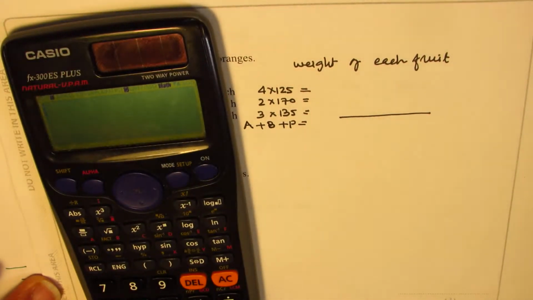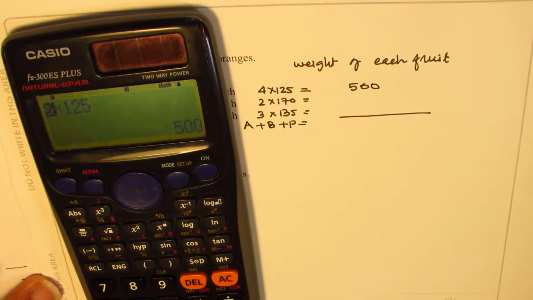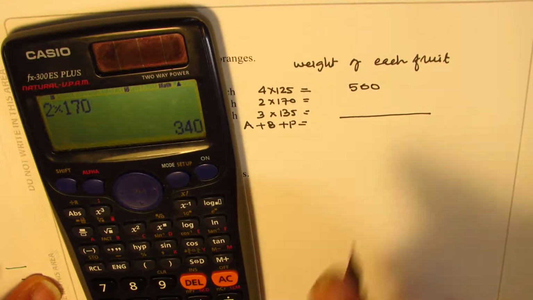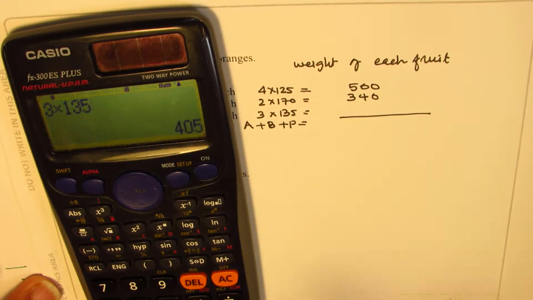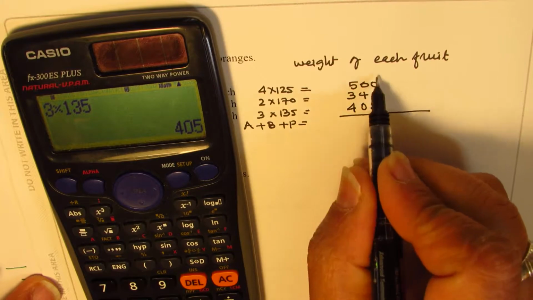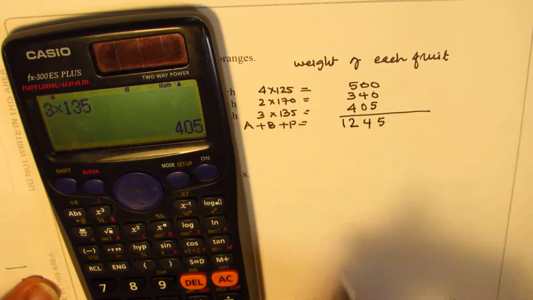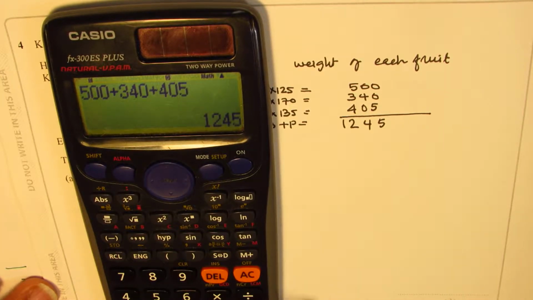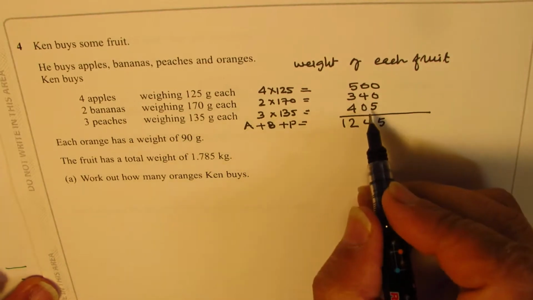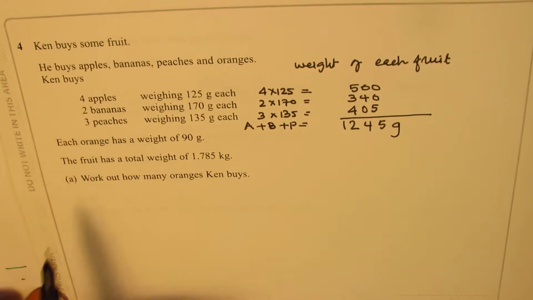So let's write down. So we have 4 times 125, which is 500, 2 times 170, which is 340, 3 times 135, which is 405. Now we can add them. You could use a calculator, right? So 500 plus 340 plus 405 gives you 1245. Now this 1245 is in grams, and that's the weight of apple, banana, and peaches.